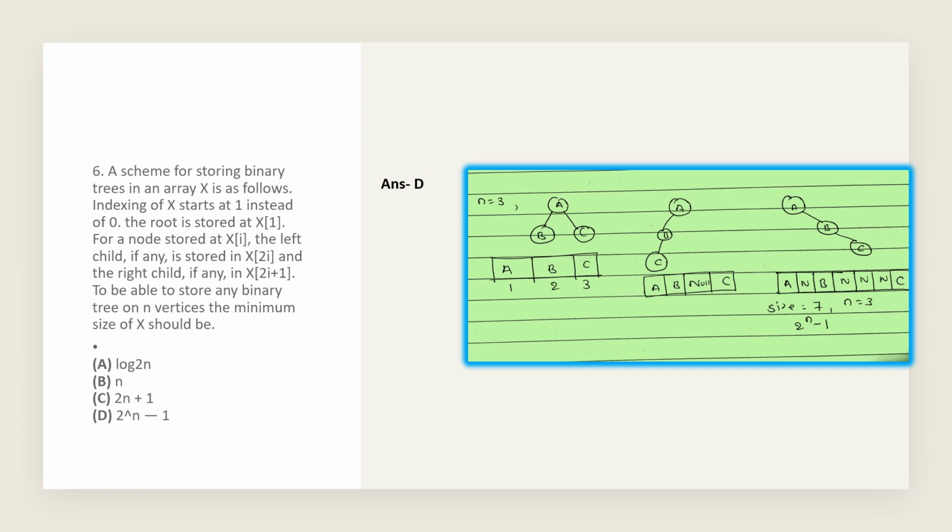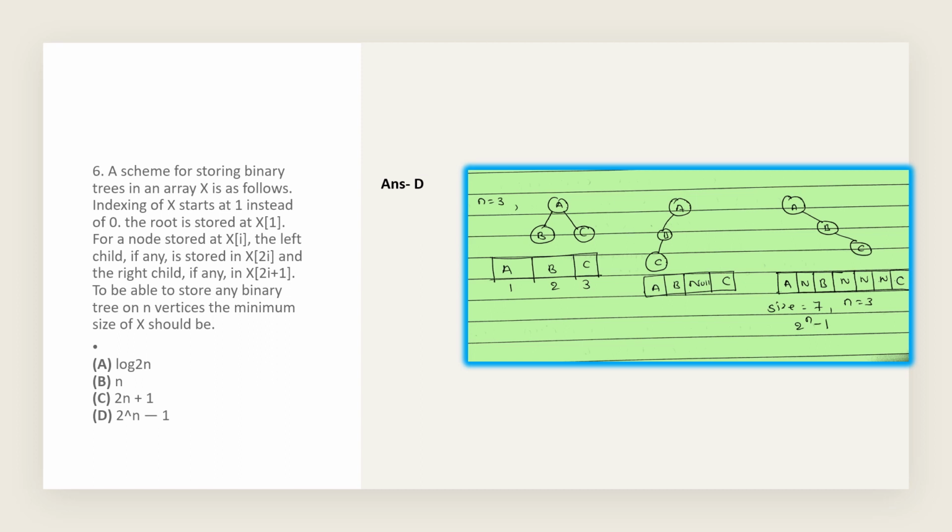So the sixth question is about storing a binary tree in an array. The question is, a scheme of storing a binary tree in an array X is as follows. Indexing of X starts at 1, so indexing will start from 1 instead of 0. Normally indexing of an array starts from 0 only, but it is saying that it is starting from 1. And the root is located at x1, and for a node stored at xi, the left child, if any, is stored at x2i, and the right child will be stored at x2i plus 1.